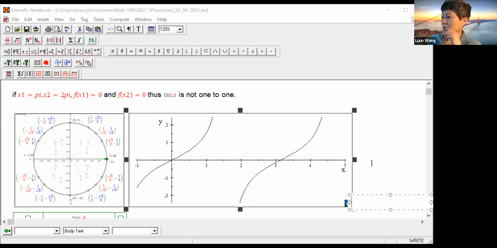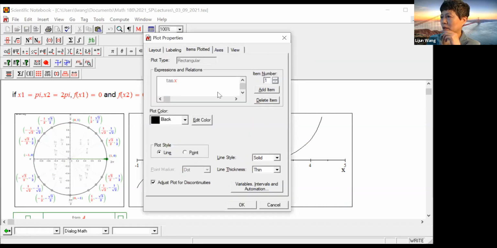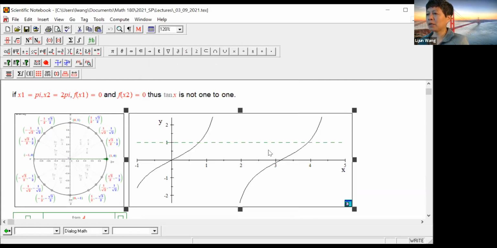How about you just draw a horizontal line, arbitrarily. I'm just drawing this horizontal line. Same output, right? Do I get the same output here? This point and that point.